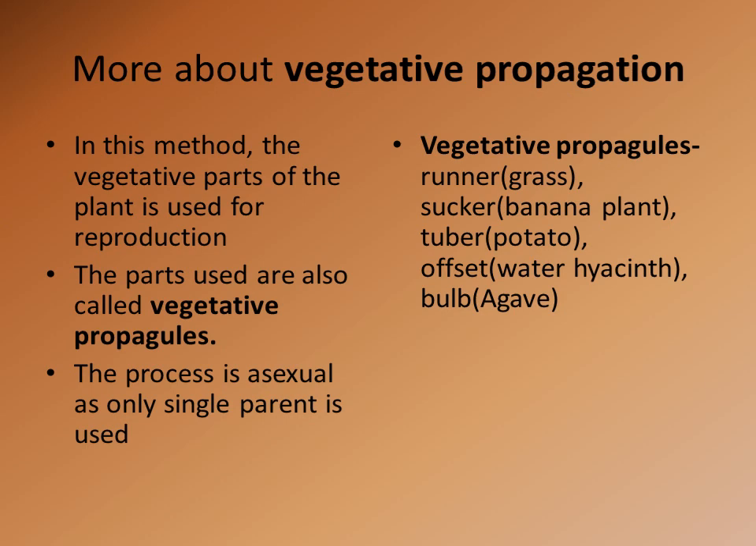More about vegetative propagation. In this method, the vegetative parts of the plant are used for reproduction. The parts which are used are called vegetative propagules. The process is asexual as only a single parent is used. The names of some of the vegetative propagules: runner in grass, sucker in banana plant, tuber in potato, offset in water hyacinth, bulb in agave.